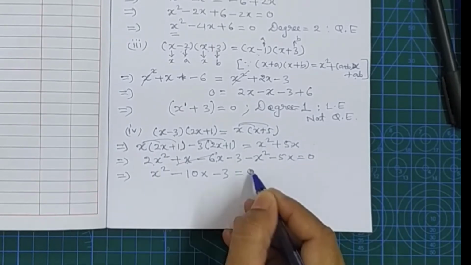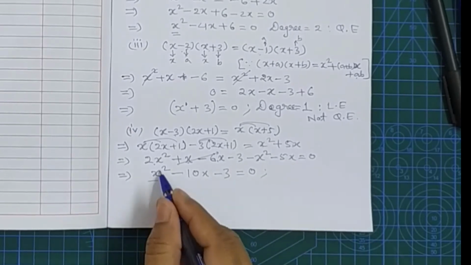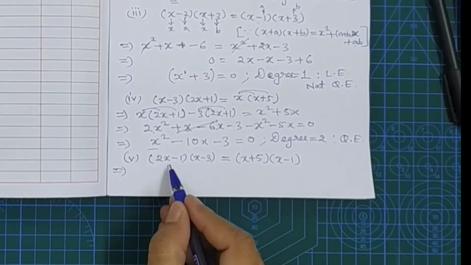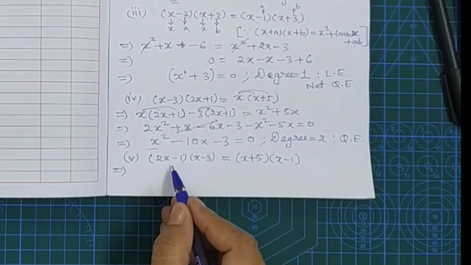Is that equal to 0? So this has a degree 2. Hence it is a quadratic expression. Now the fifth bit is similar to the third bit.